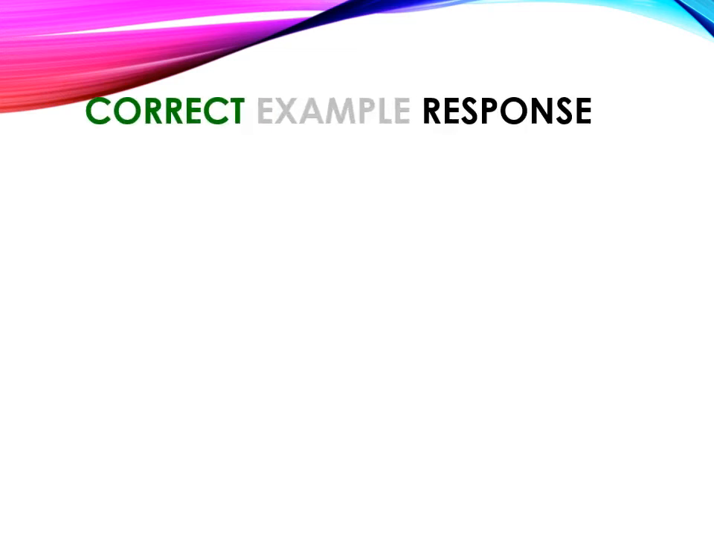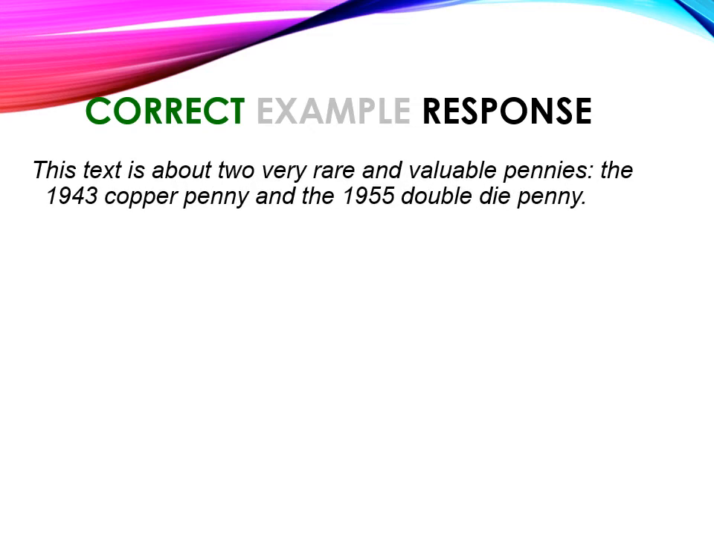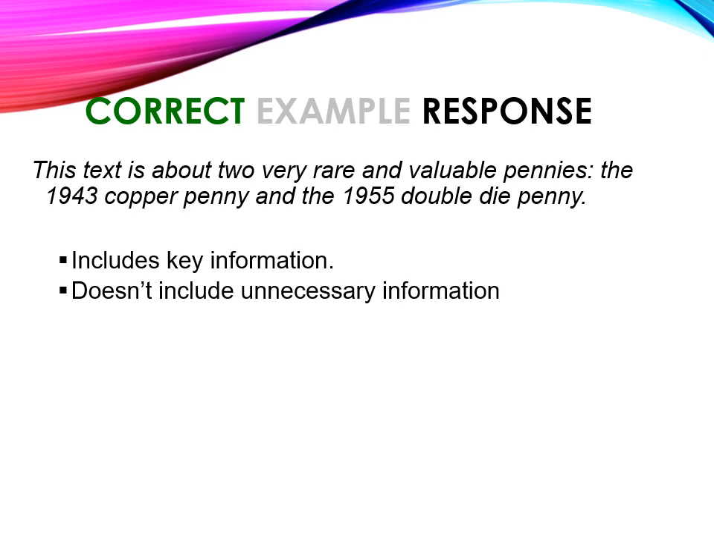A better way to summarize this would be the following. "This text is about two very rare and valuable pennies, the 1943 copper penny and the 1955 double die penny." This summary includes the key information. It doesn't include unnecessary information, and it's a complete sentence, which makes it a better summary than the ones we read before.